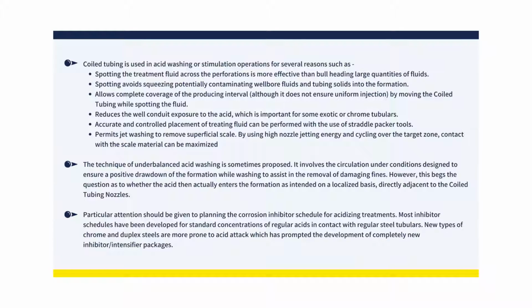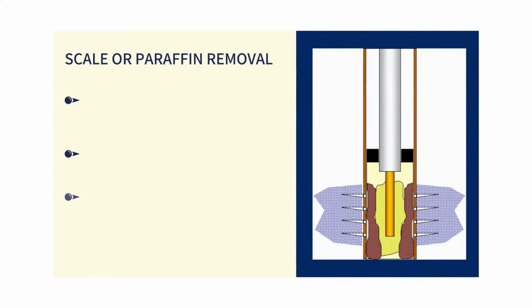Particular attention should be given to planning the corrosion inhibitor schedule for acidizing treatments. Most inhibitor schedules have been developed for standard concentrations of regular acids in contact with regular steel tubulars. New types of chrome and duplex steels are more prone to acid attack, which has prompted the development of completely new inhibitor/intensifier packages. Further, let's read about scale or paraffin removal.